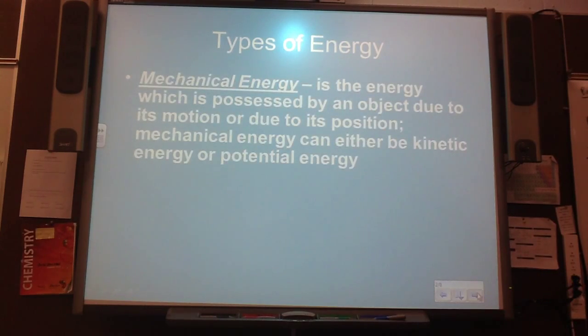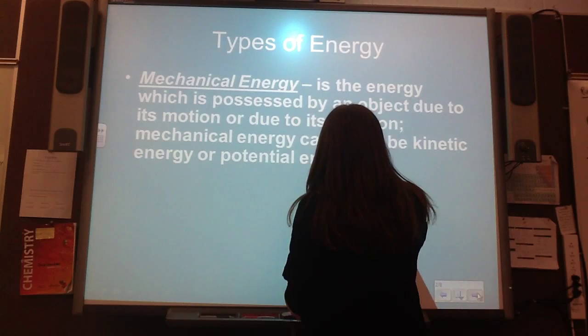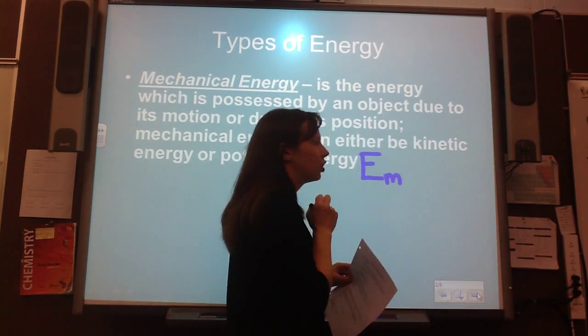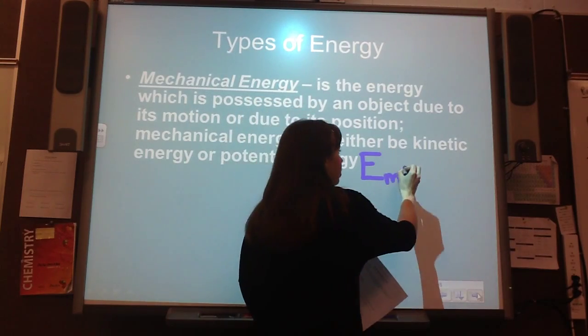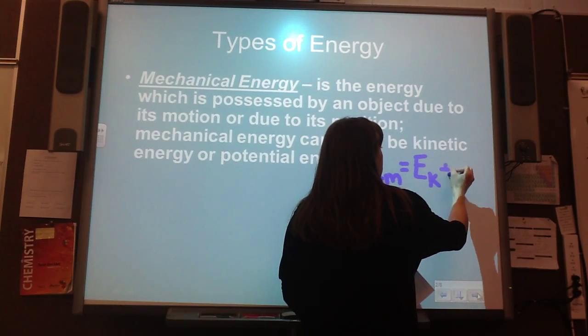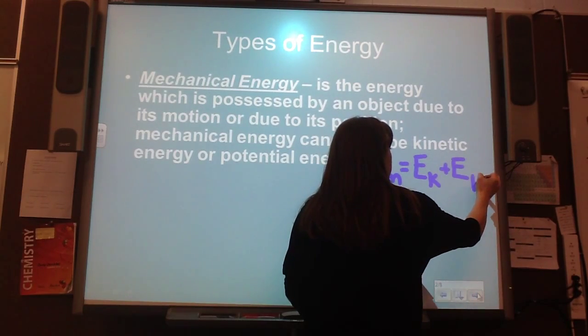First, we need to talk about mechanical energy. So you have this definition already in your notes, right? Mechanical energy is the energy which is possessed by an object due to its motion or its position. Mechanical energy can be either kinetic or potential. And actually, mechanical energy, we'll represent it with E little m, is equal to EK, which is kinetic, plus EP, which is potential.